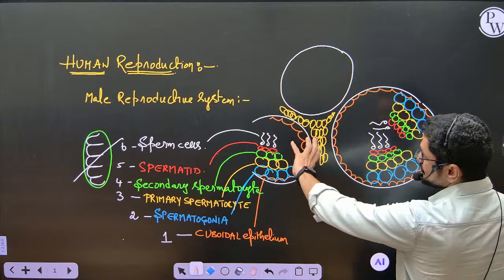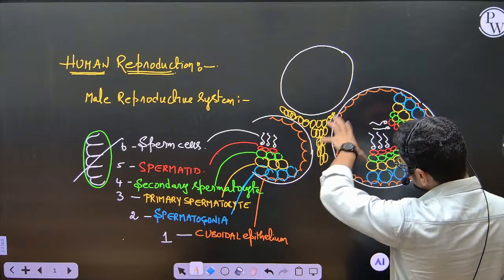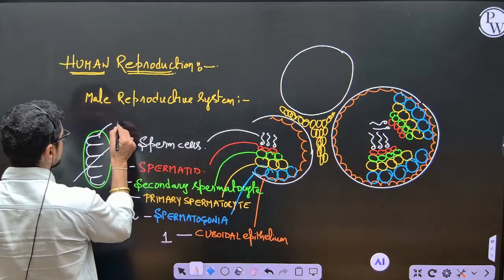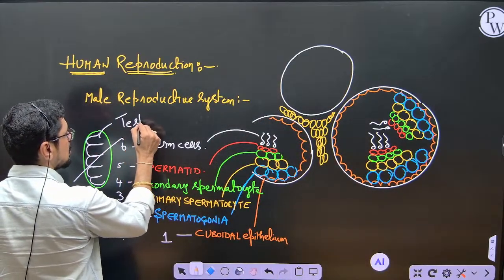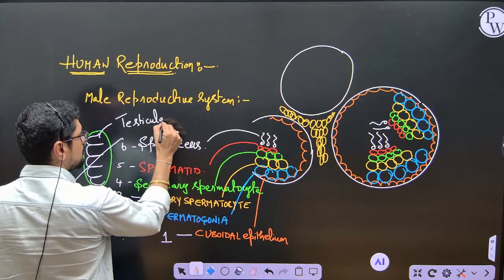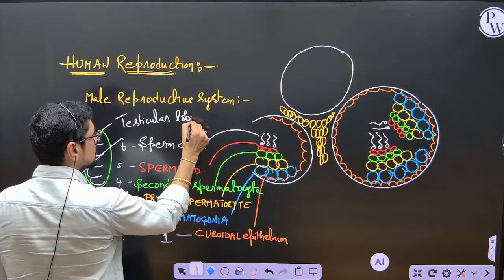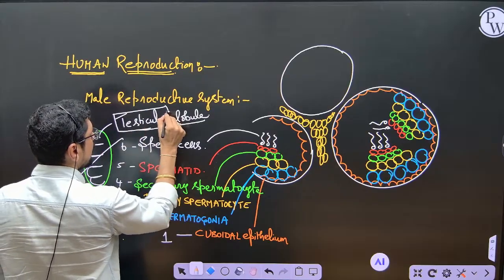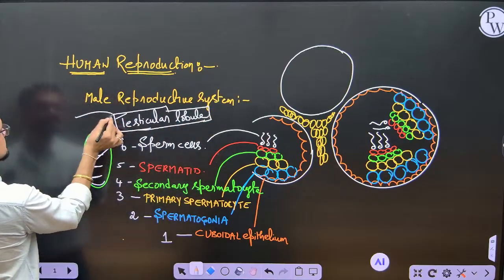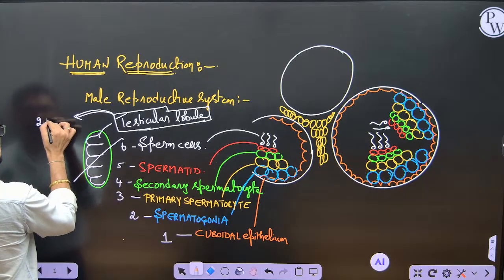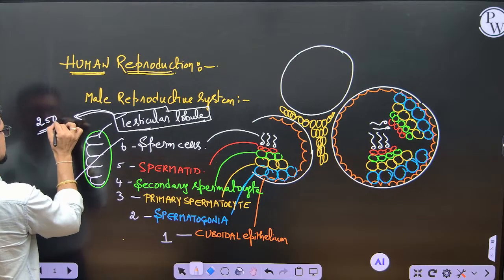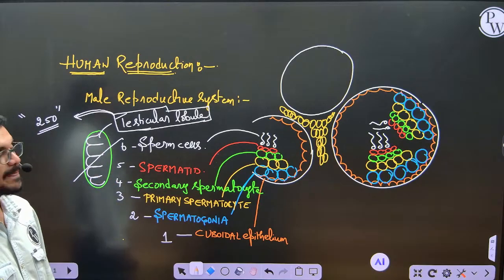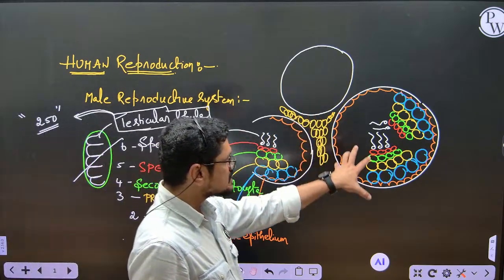Okay. So all these cells are present inside these white color structures. What are these white color structures? These are called testicular lobules. Inside the testis, how many testicular lobules will be present? 250 testicular lobules are present. Okay. So inside a lobule, this is the story.